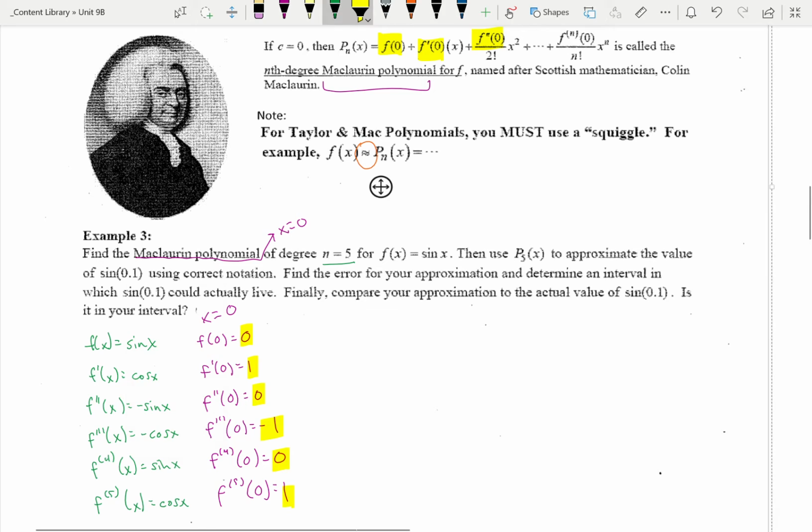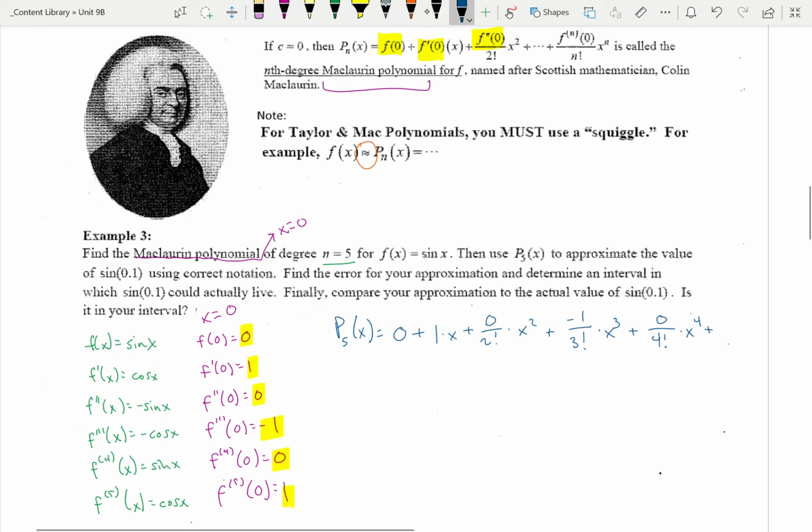All right, so when we find p sub 5, it is going to be equal to f of 0, which is 0, plus f prime of 0, which is 1, times x, plus f double prime of 0, which is 0, divided by 2 factorial, times x squared. And now f triple prime of 0 is the numerator, and 3 factorial on the bottom, and we're going to have times x to the third. And then plus, well, the next one is 0, so we have 0 over 4 factorial times x to the fourth.